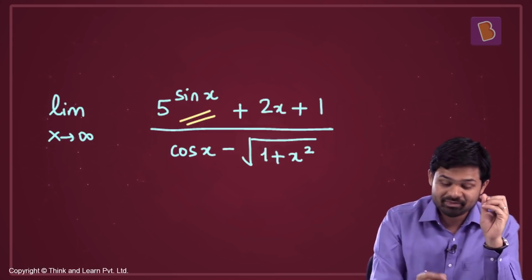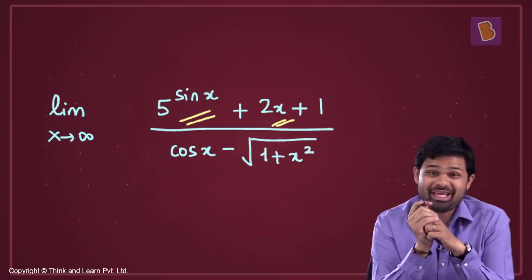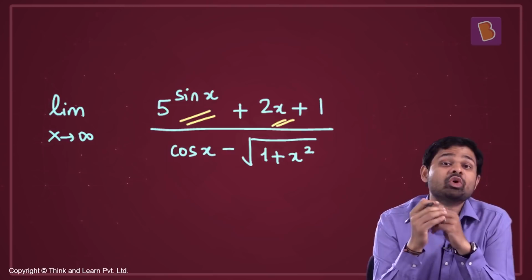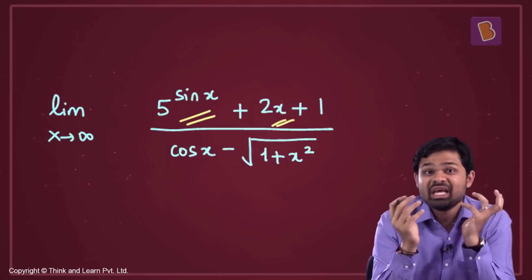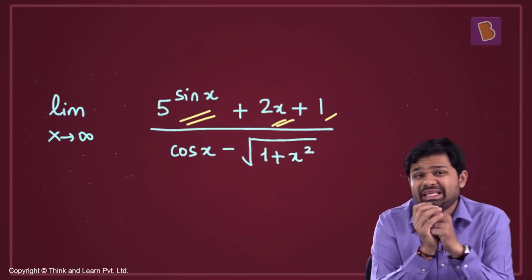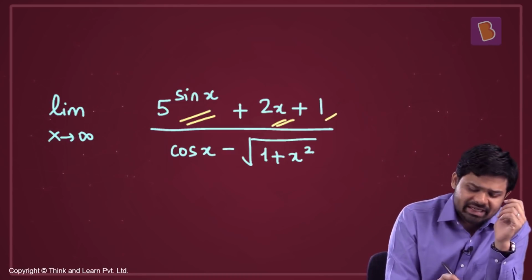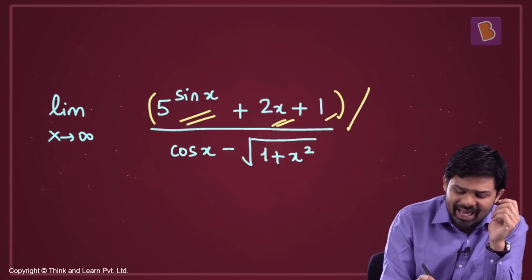But 2x, the next term, is not going to behave in this way, because 2x is going to grow linearly as x grows. If x becomes infinite, 2x also becomes infinite. 1 is definitely a constant. So what will happen if I divide this by x?